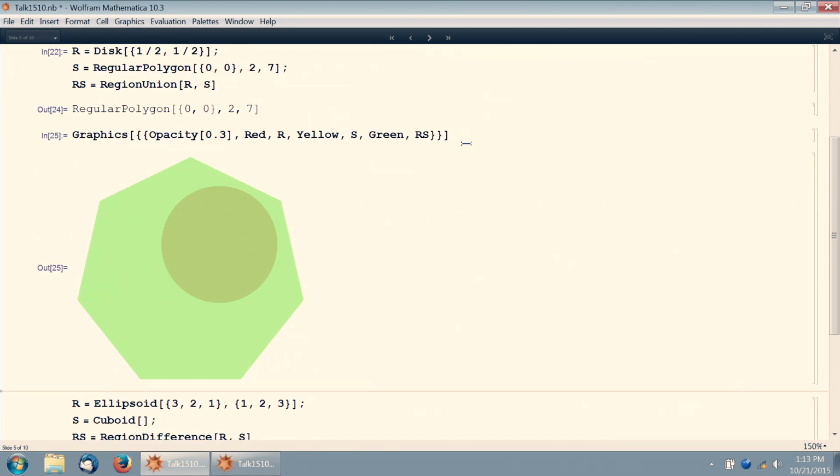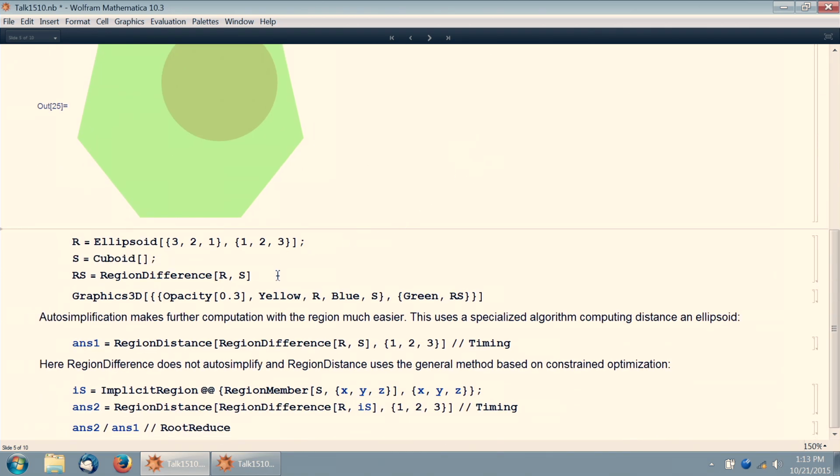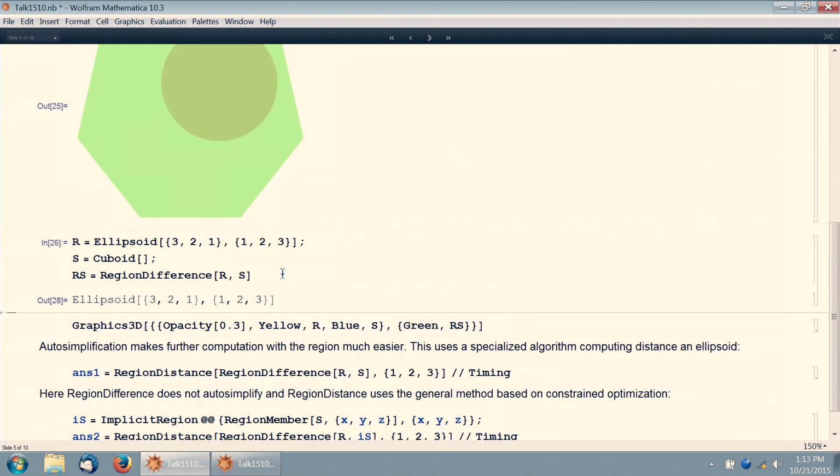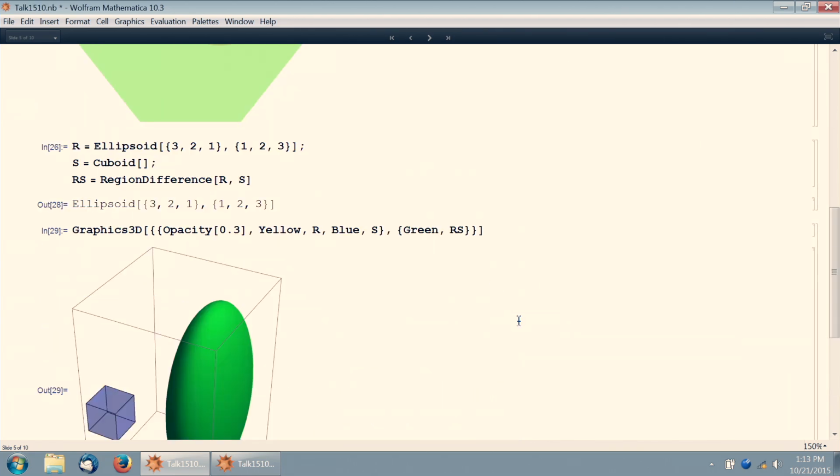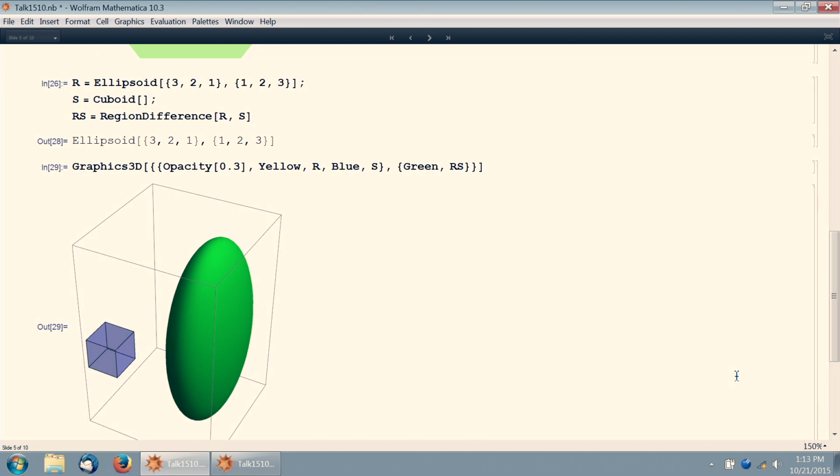This seems trivial, but for further computation, it's really much easier to deal with a single regular polygon instead of a region union. And here is an ellipsoid and a cuboid. We compute the difference of the ellipsoid and the cuboid, and we get back the ellipsoid, meaning that they most probably were disjoint. They were disjoint, and we were able to figure this out and auto-simplify the region difference.